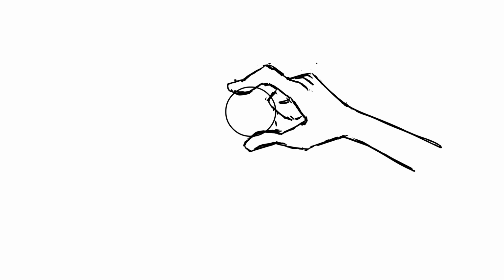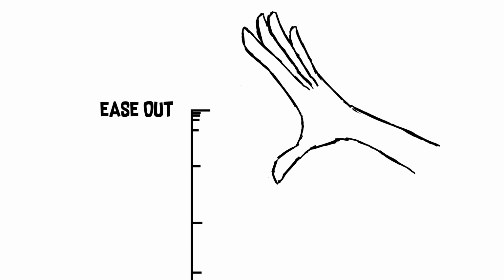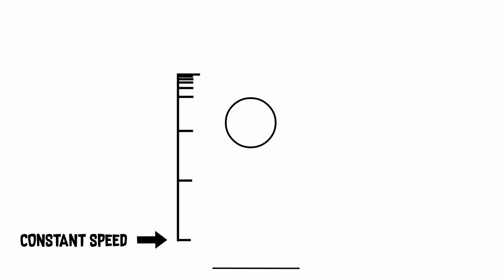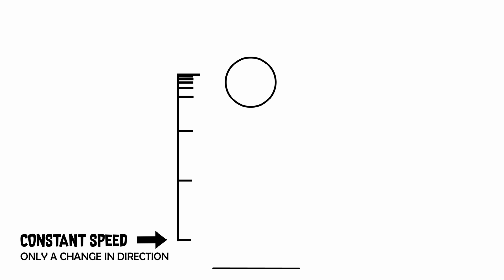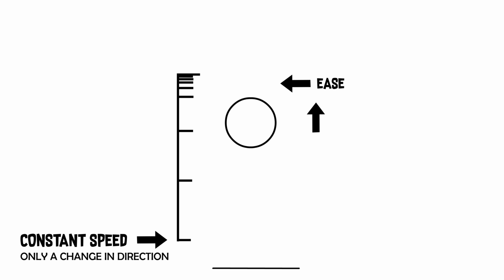An object that is let go in midair eases out from its original height, but it does not ease in when it hits the ground. Knowing when to use eases is key as well. Instead, it maintains its original velocity and shoots back up, and then it can ease again at the top as it loses momentum.